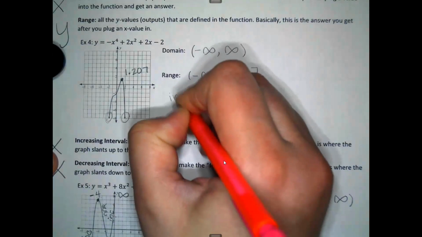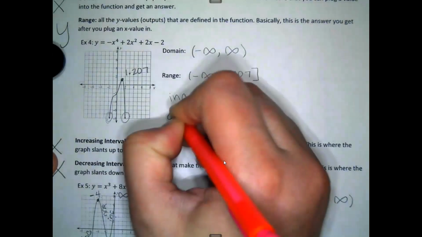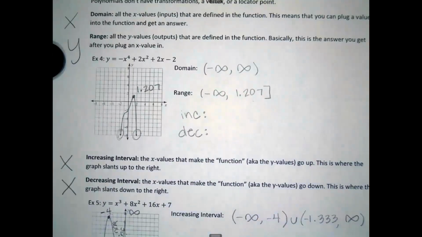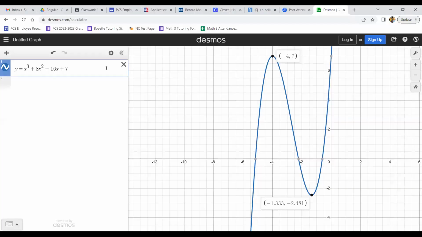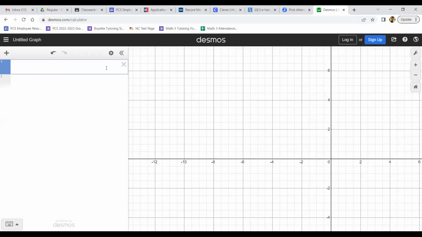Let's go back to this one up here. And let's see if we can do the increasing and decreasing interval for this one. So we're going to have to type this one back into Desmos. And I'm going to draw a sketch off to the side since we already labeled the sketch that was there. So I'm going to plug in the previous example. Let's do y equals negative x to the fourth plus 2x to the second plus 2x minus 2. Okay, so there's the graph.